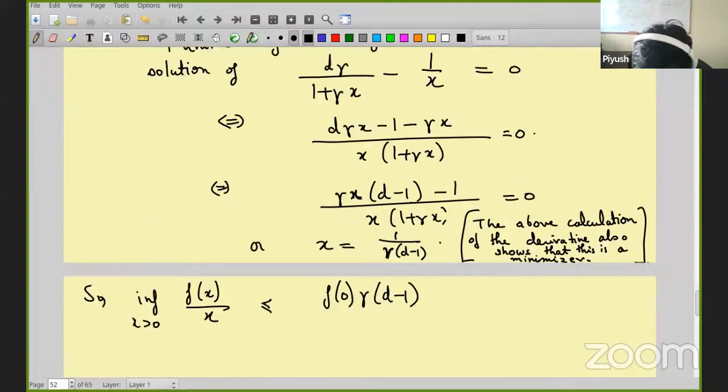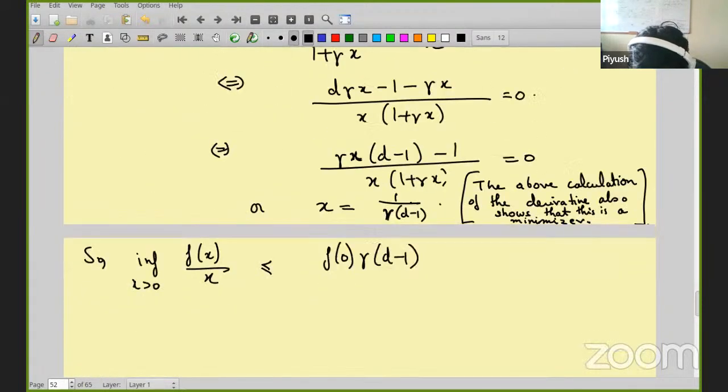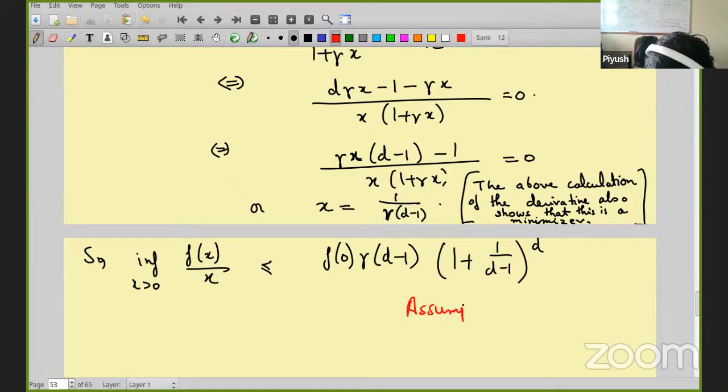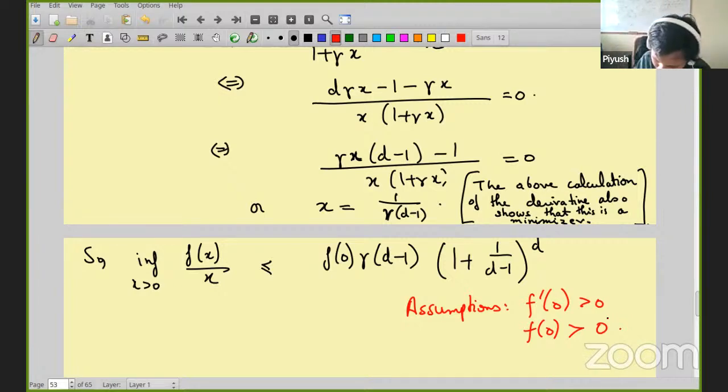d minus 1 and 1 plus 1 over d minus 1 to the d. So our assumptions are that gamma is positive. So let's write our assumptions: F prime 0 positive and f0 positive. The first one is from the hypothesis. The second one we have just assumed for now.